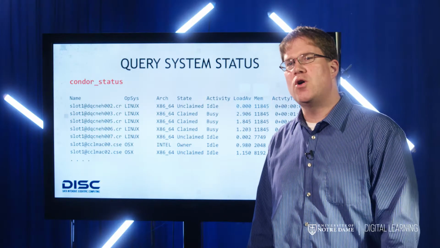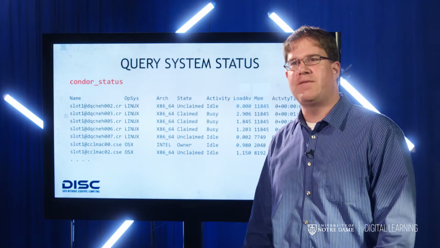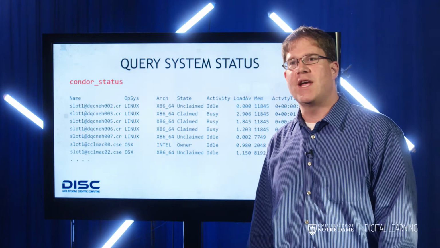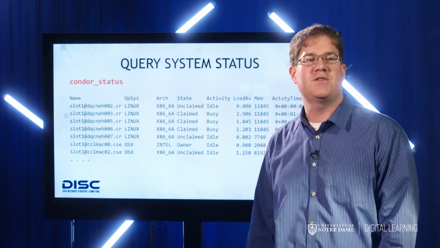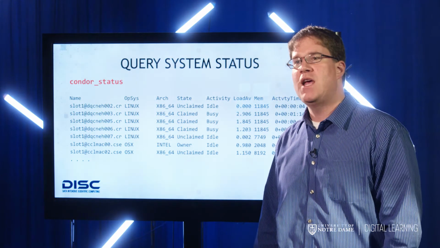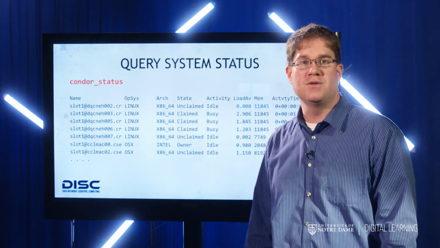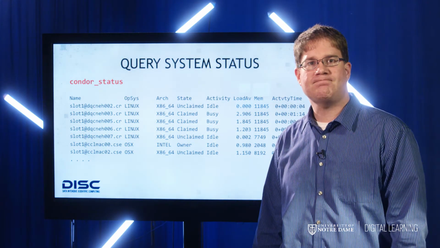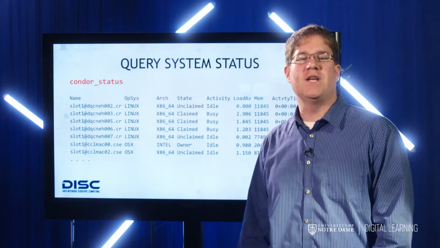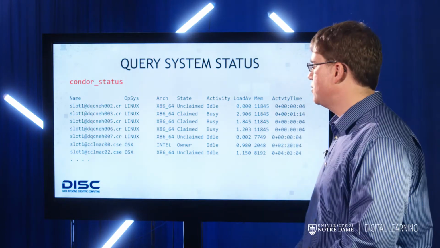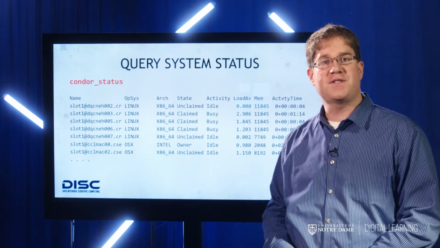Now, I'm not going to go over installing HTCondor because that varies quite a bit between sites and locations, but I'm going to assume you have access to an HTCondor installation, and will describe the commands that you would use to interact with it. The first thing that you might want to do is to query the system status. To do this, you're going to run condor_status.